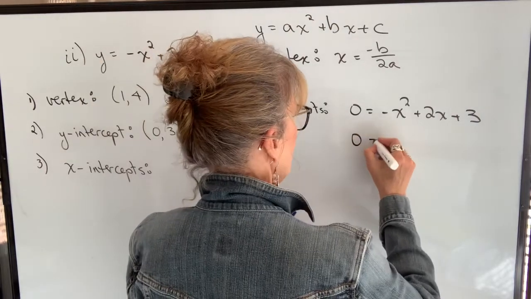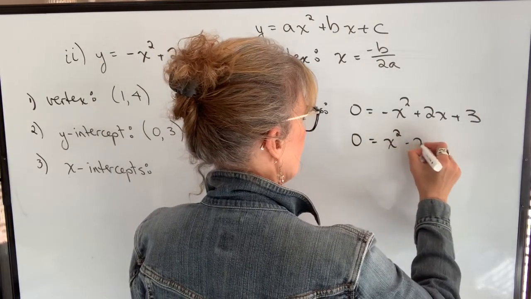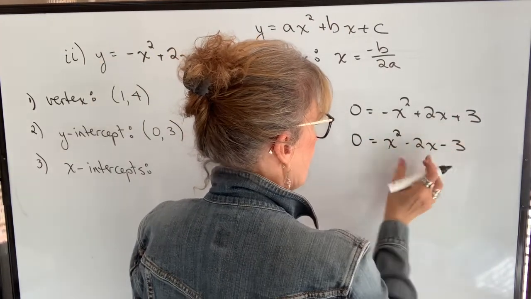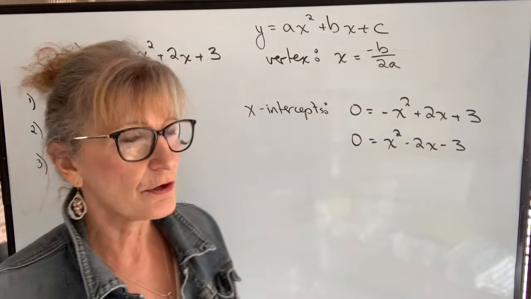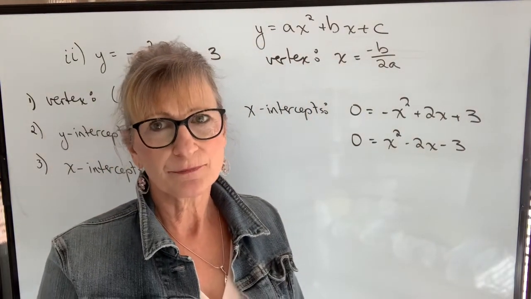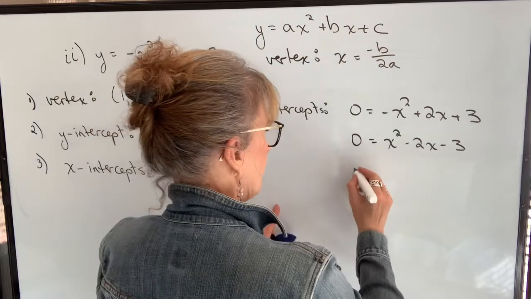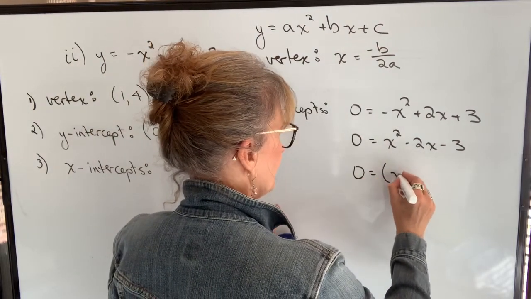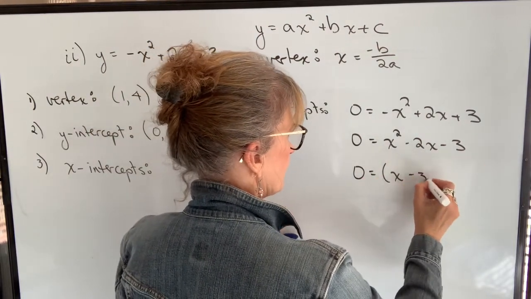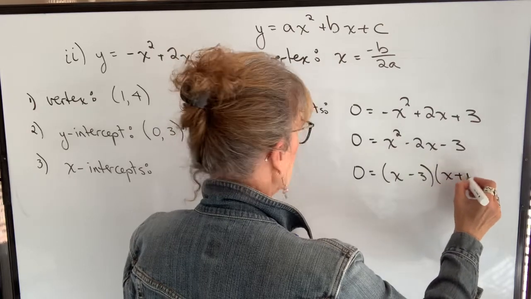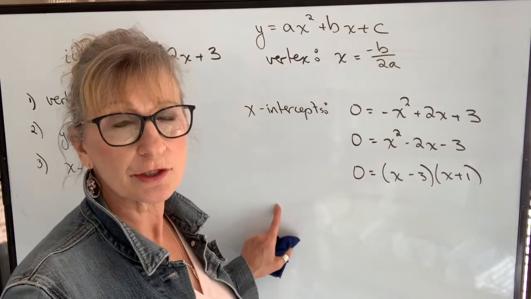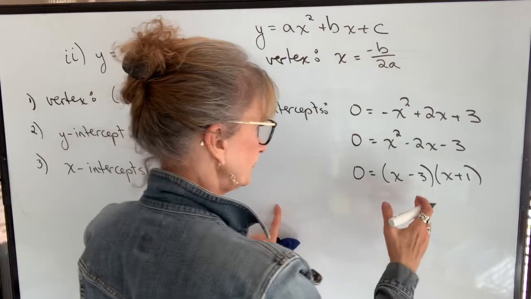So I'll get 0 equals x squared minus 2x minus 3. And that's going to be easier to solve whatever method you're using. I'm going to factor this. This is factorable. So it will be x minus 3 times x plus 1. But you could use the quadratic formula if you prefer.